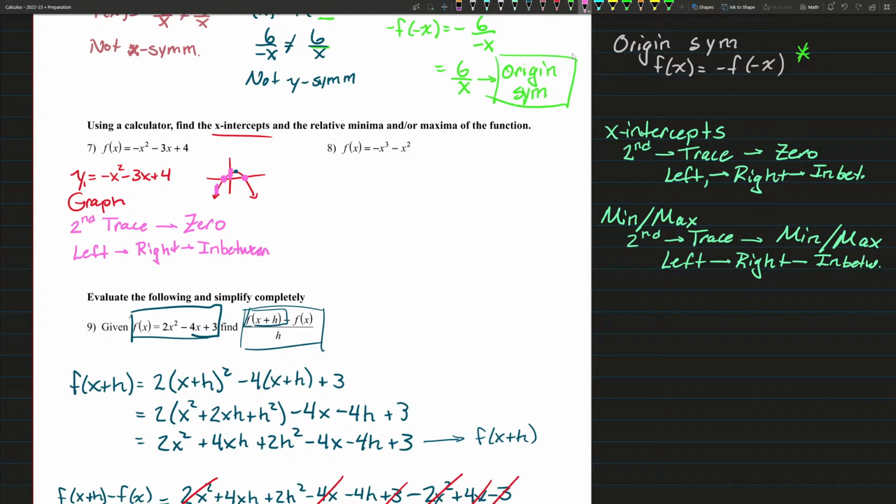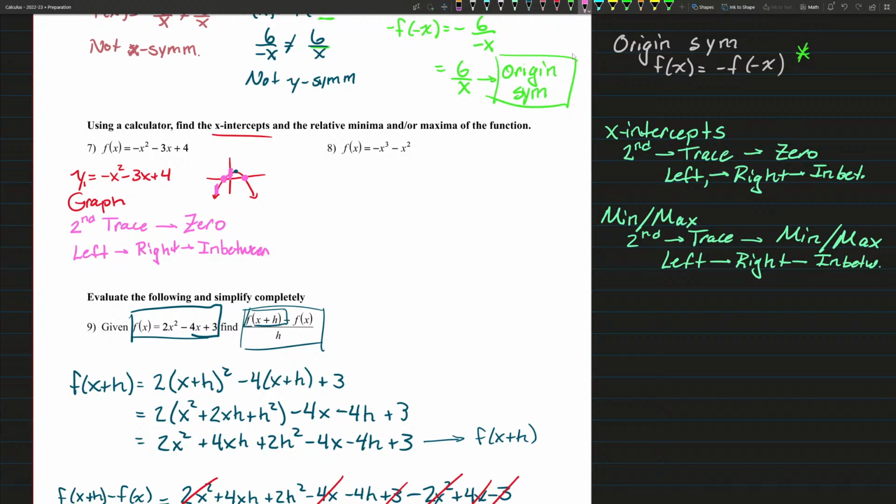So once we do that, that's going to get us that x-intercept. We have to do that twice in this case. So we hit second trace, we hit the 0 option, we take our cursor and go to the left, we hit enter, we take our cursor to the right, we hit enter, and we go somewhere in between and hit enter. And that'll tell us the x-intercept.